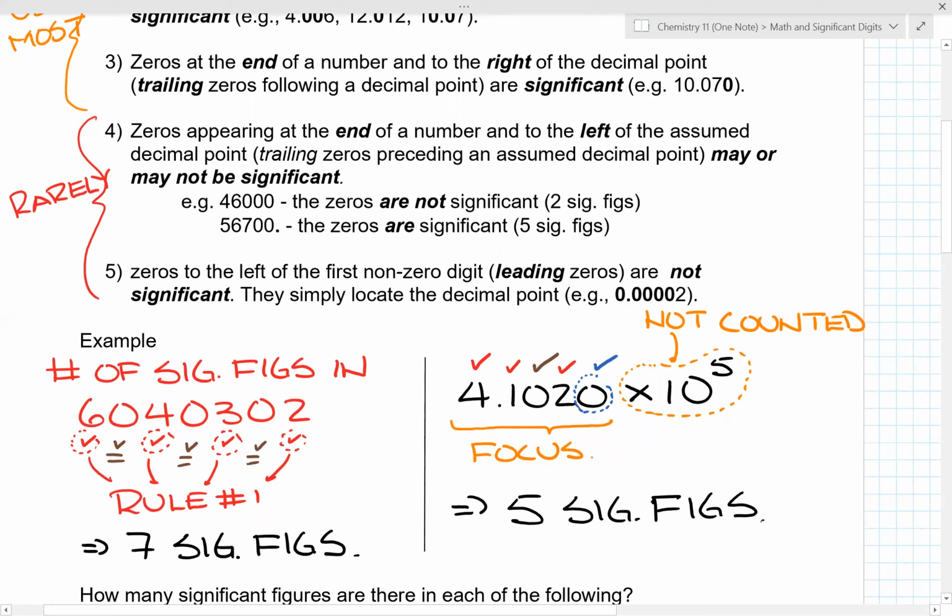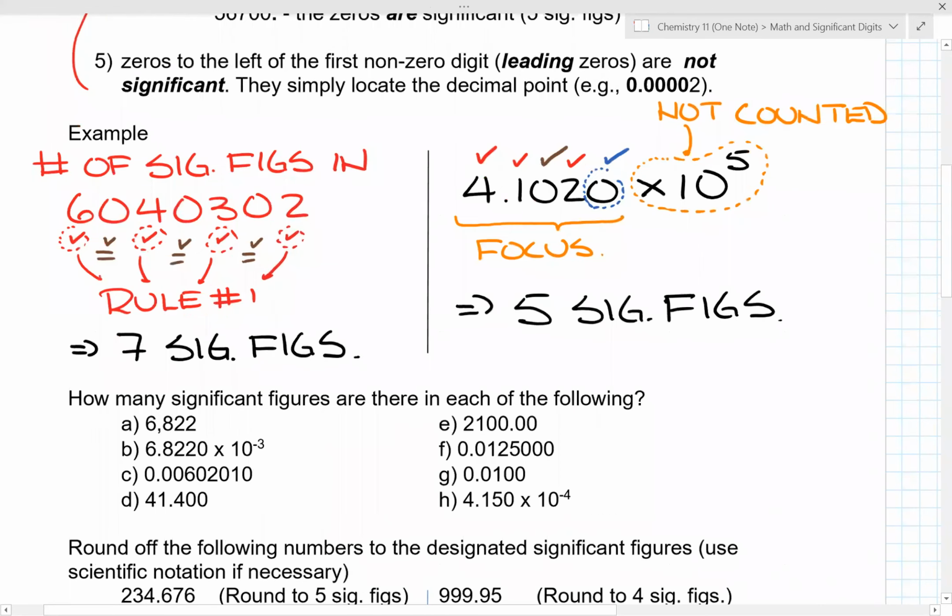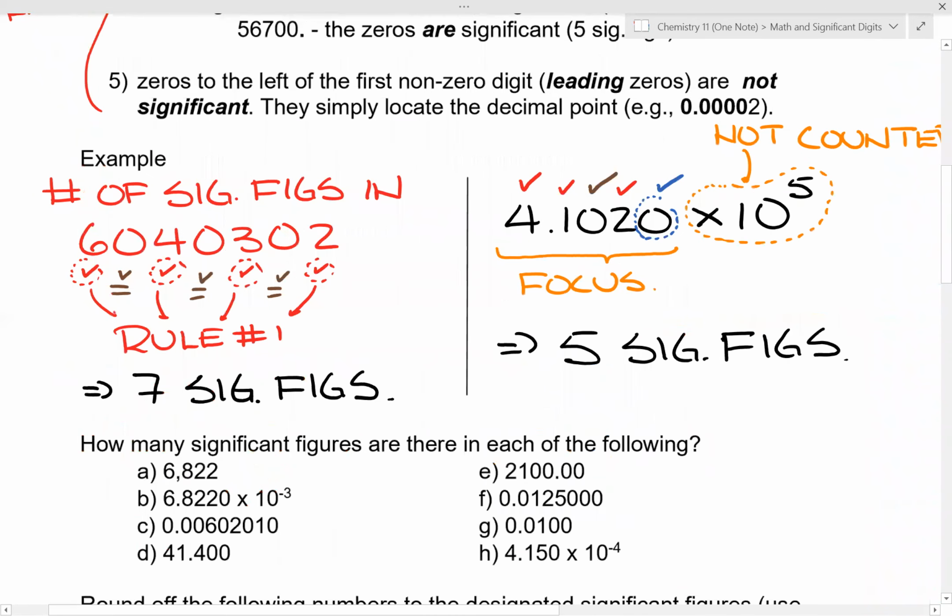So that's what this rule of sig figs is: which digits are important and included in the measurement. Now, what you can do is quickly go through these examples A, B, C, D, E, F, G, H. Pause the video right here and try it out for yourself, and then turn the video back on to see if your answers match.